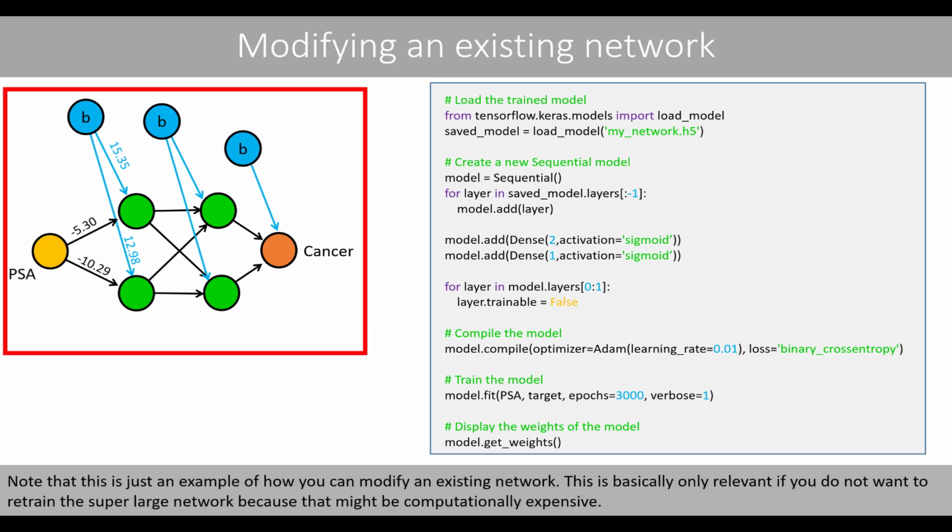Note that this is just an example of how you can modify an existing network. This is basically only relevant if you do not want to retrain a super large network, because that might be computationally expensive.